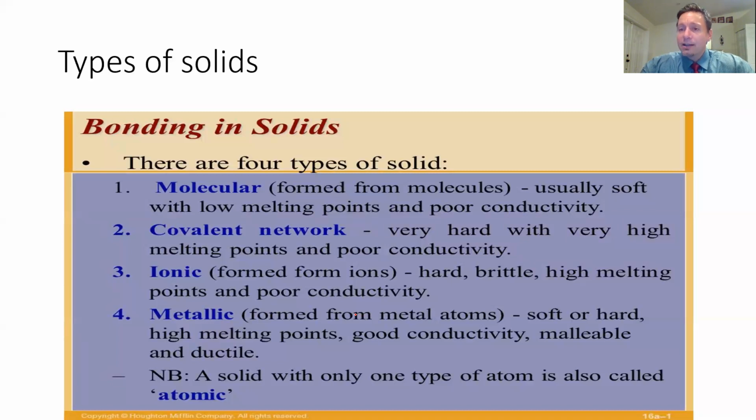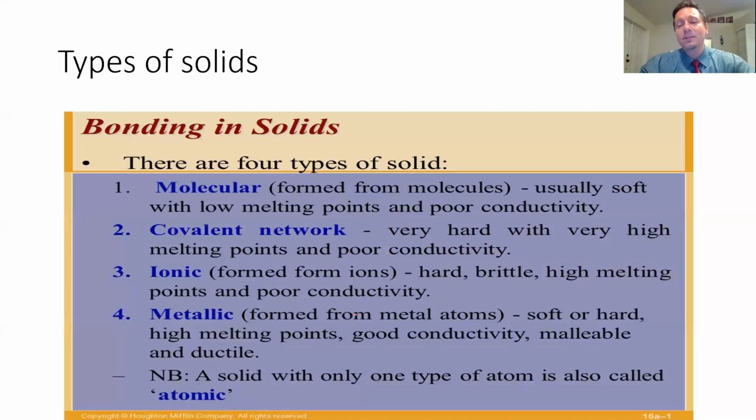Then we have ionic. Now we know ionics are brittle. They will break if they're dropped or struck because of the ion formations, and you can rearrange them into positive on positive and get repulsion forces. They have high melting points, but they do not conduct electric unless they're molten or dissolved in water, and that is a property of an ionic compound.